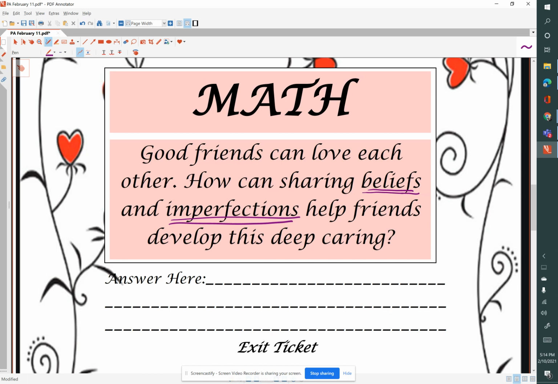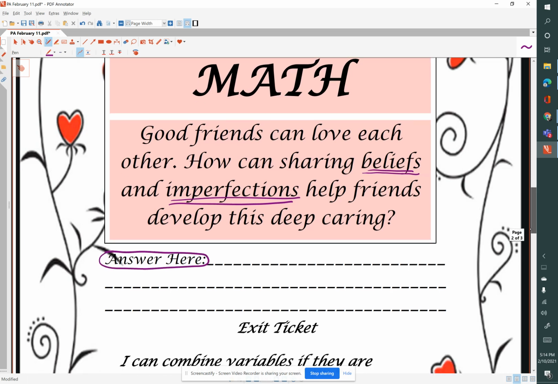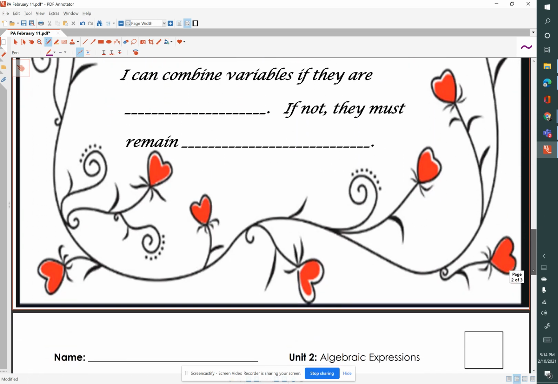So if you know that somebody's going through a particular struggle or a challenge, and you think, well, I didn't know that about them, and I didn't know they were battling that thing. It could be a physical challenge or an emotional or mental challenge, and knowing that imperfection can actually help you become closer as friends. Sometimes when we share our warts and our flaws, we learn to love each other a little bit more. So if you have a thought about this, please put it right there. We'll get back to our exit ticket in a minute.